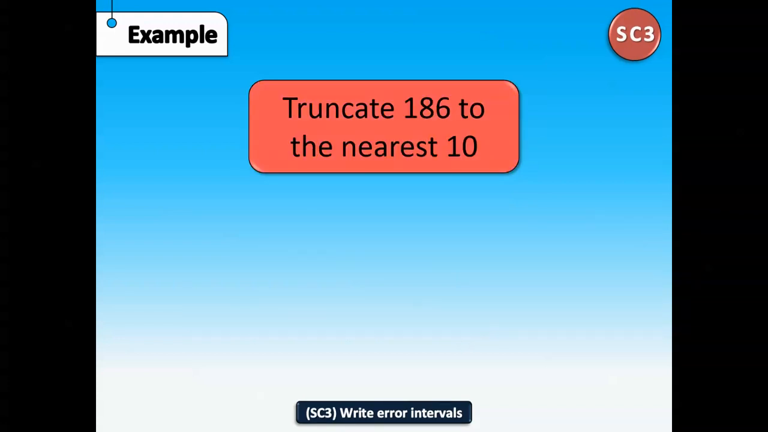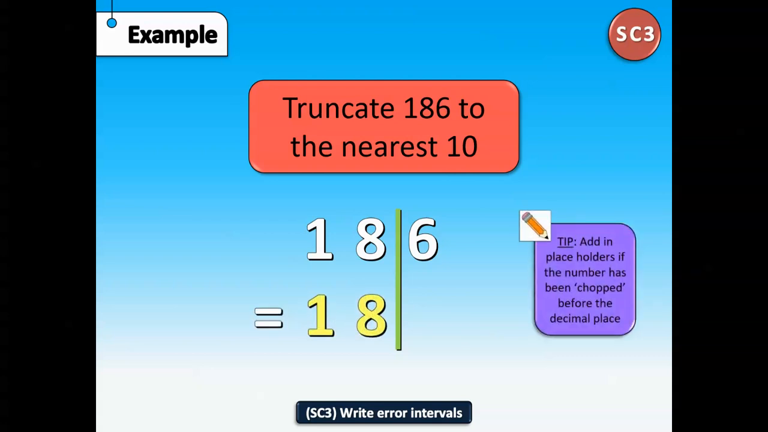If we want to truncate 186 to the nearest 10, well, the tens is the eights, so we put a line behind the 8. Now remember, we don't round the number, we simply get rid of any number behind the tens. So we get rid of the 6, but we need to make sure here we replace it with a 0. So it becomes 180.